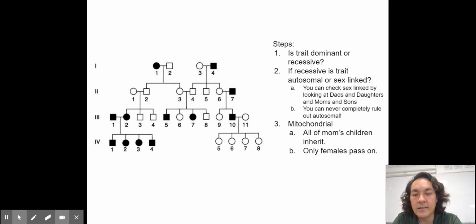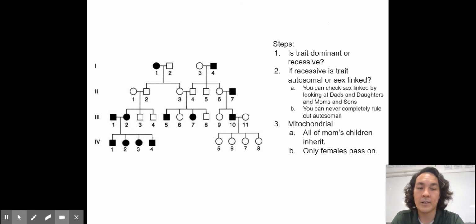All right, your next goal is to figure out, is that recessive trait autosomal, on chromosomes numbers 1 through 22, or is it sex-linked? Remember that if it's sex-linked, it's going to be more likely to affect boys. So if you see a lot more boys affected, then it might be sex-linked. But you would have to do some logic here.